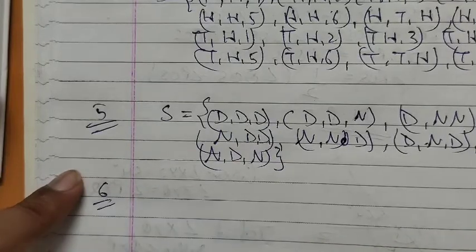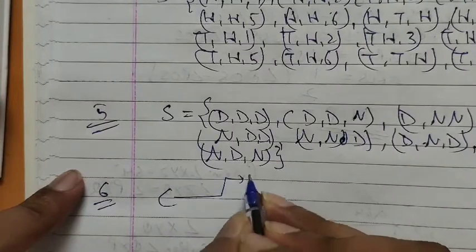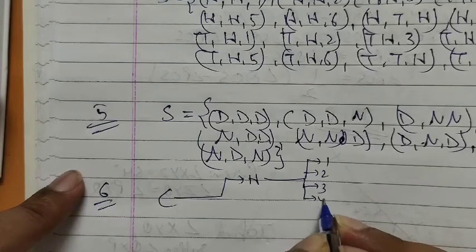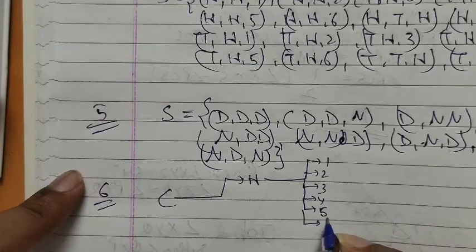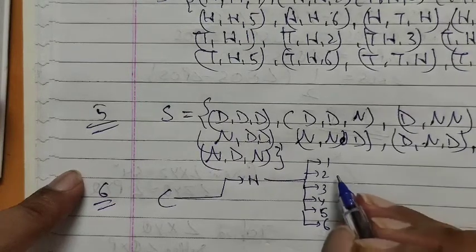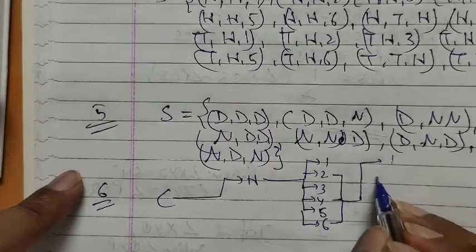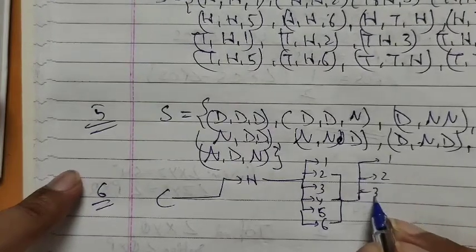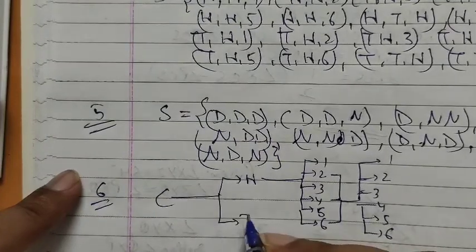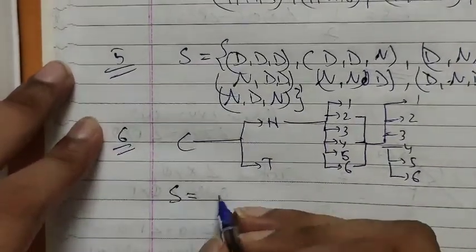Sixth question: a coin is tossed. If the result is head, a die is thrown: 1, 2, 3, 4, 5, 6. If the die shows an even number, then again a die is thrown: 1, 2, 3, 4, 5, 6. If it is a tail, nothing happens. We have to write the sample space again.